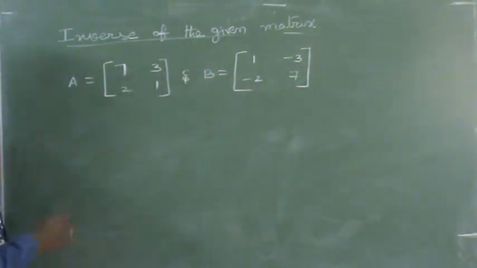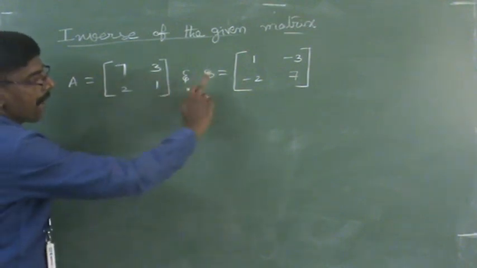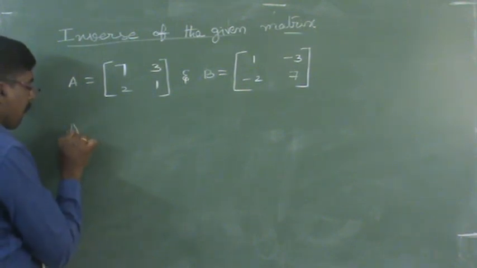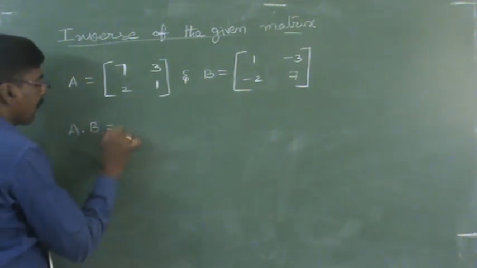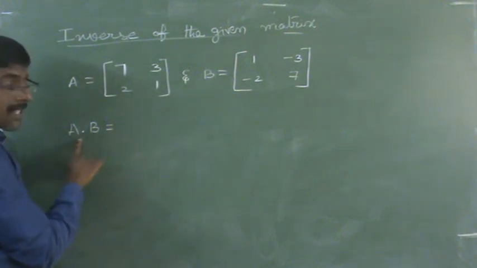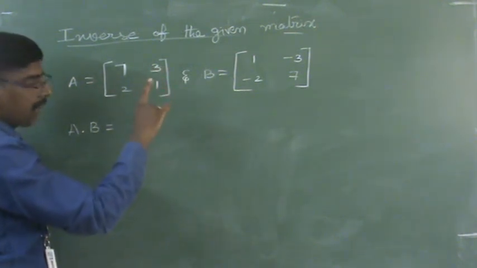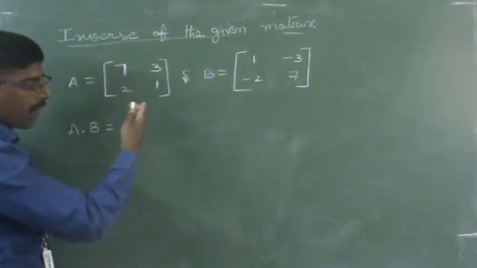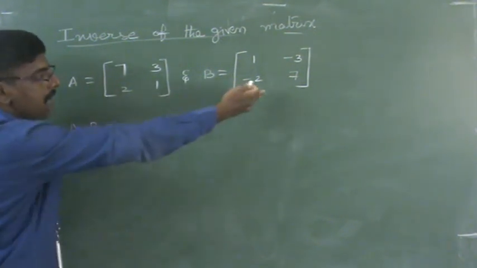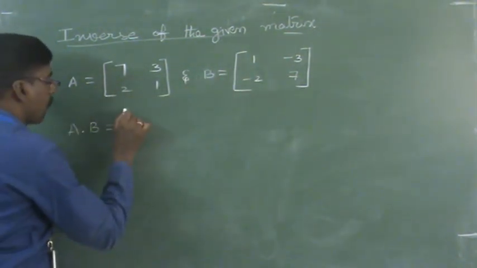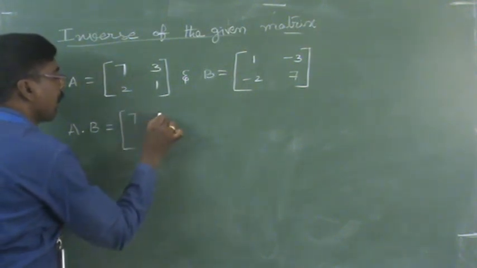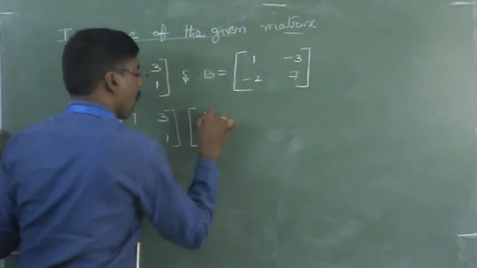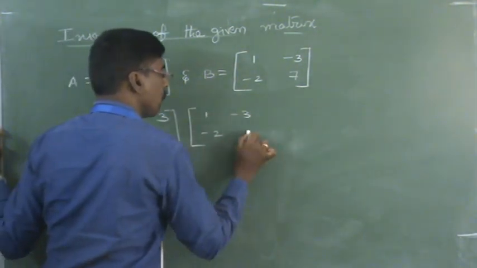Now whenever we do the product of these two matrices, that is matrix A times matrix B. We already know the condition for multiplying two matrices: the number of columns of the first matrix equals the number of rows of the second. These are equal because this matrix is of order 2 by 2, and this matrix is also 2 by 2. Directly we can multiply: 7, 3, 2, 1 times 1, minus 3, minus 2, 7.